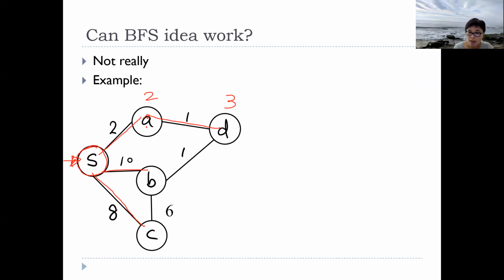However, in BFS, note that when we explore S, we immediately found B. If you take the weight of this edge as its distance, 10, and the same here for 8, it turns out that this distance is wrong. Even though I immediately discovered B, this is just the quickest way, the smallest number of edges needed to find B, but it is not the shortest path. The shortest path to B actually goes from S to A, then from A to D, and then from D to B. So the true shortest path distance from S to B should be 4, instead of 10. BFS fails in this case because it immediately found B through one edge, which gives us distance 10.